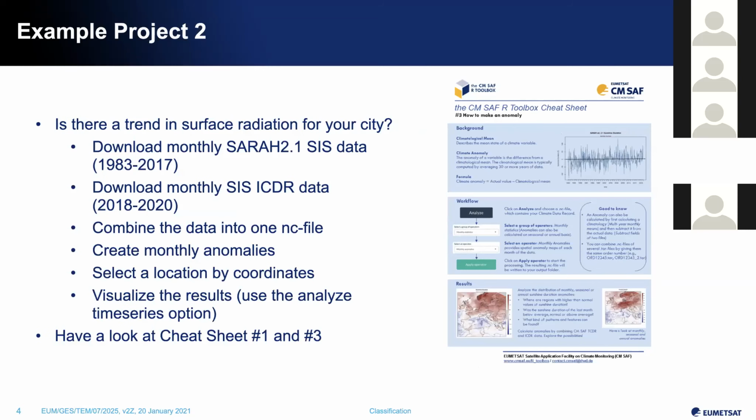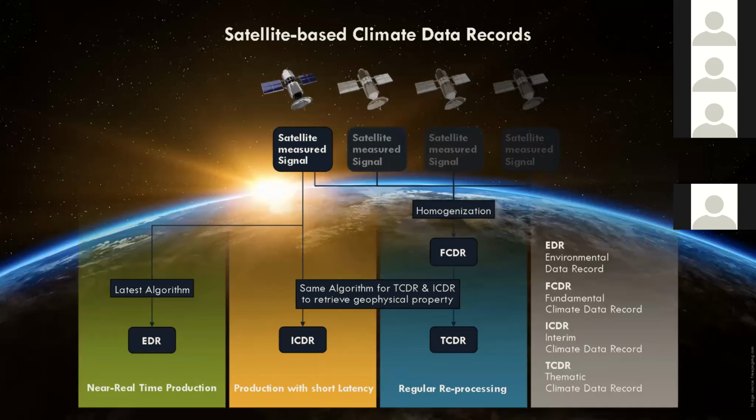Or you can ask yourself, is there a trend in surface radiation for your city, maybe? For this, you have to download monthly SARAH data. You can choose whatever parameter you want. I said here SIS data. In addition, you download monthly SIS ICDR data. And here's a quick side note.